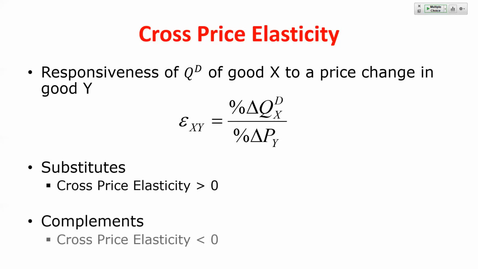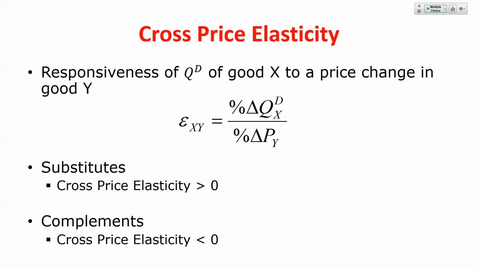So that's the cross price elasticity. Just looking at the sign of it will tell us whether or not these goods are complements or whether or not these goods are substitutes. Any questions on this?